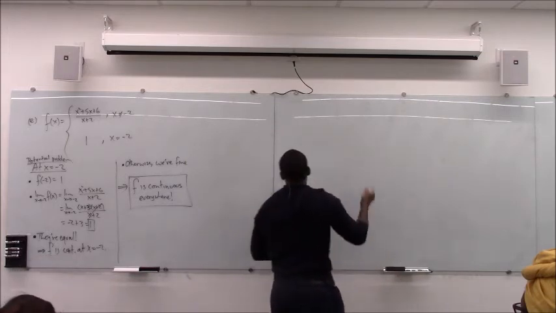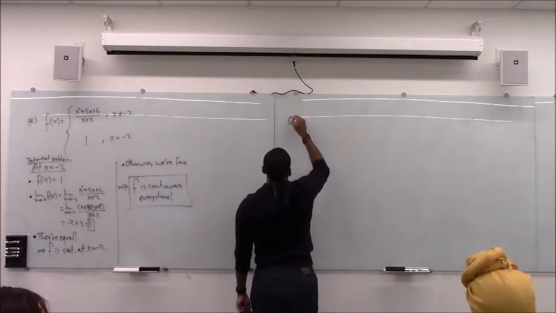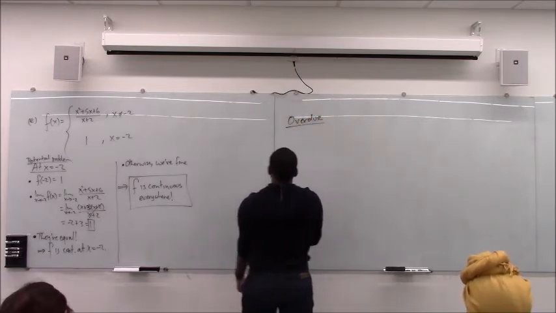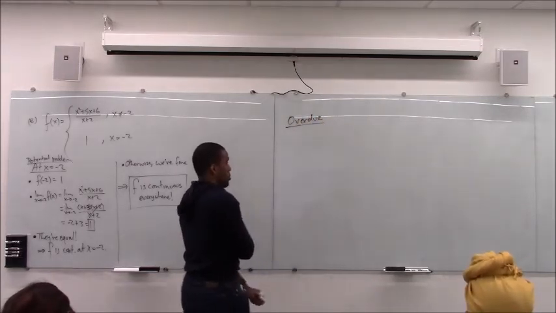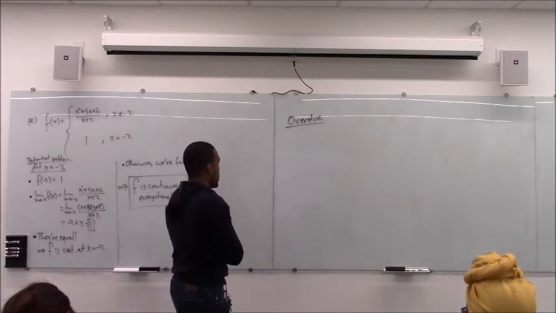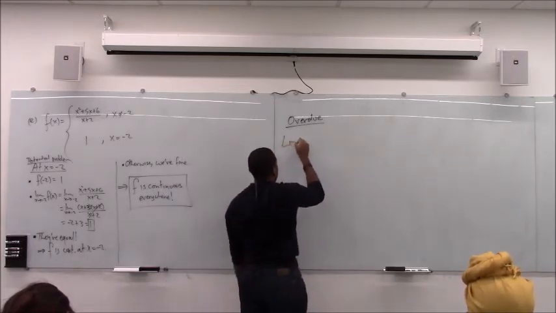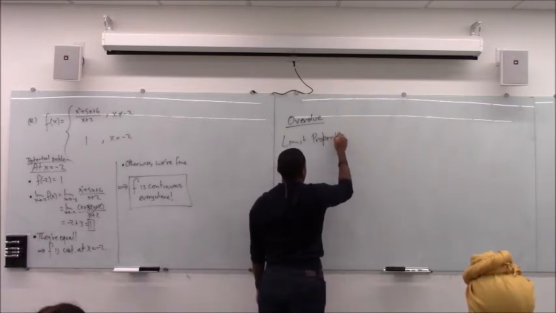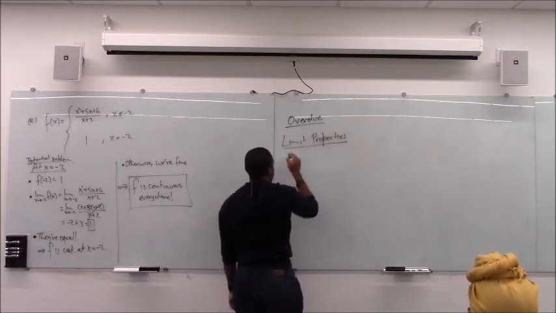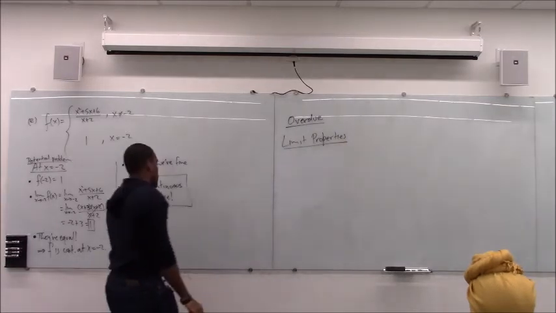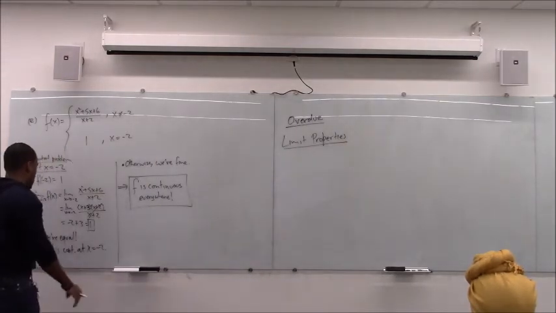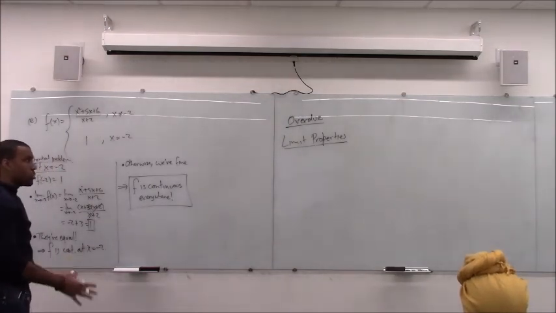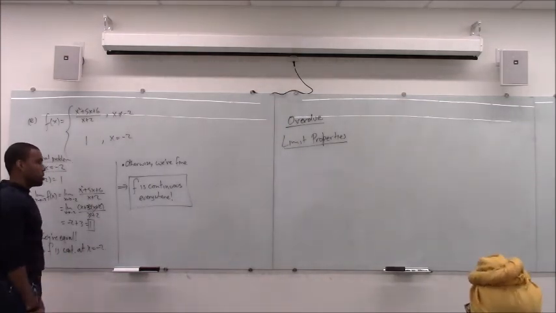Something else I want to mention, it's a bit overdue. Sorry, I should have mentioned it before I started continuity, but I think we're still going to have reason to use it later on. I want to talk about the limit properties. We're not done with limits by a long shot. We've been using a lot of these the whole time, but I want to explicitly write them down so you know what the rules of the game are when it comes to computing limits.